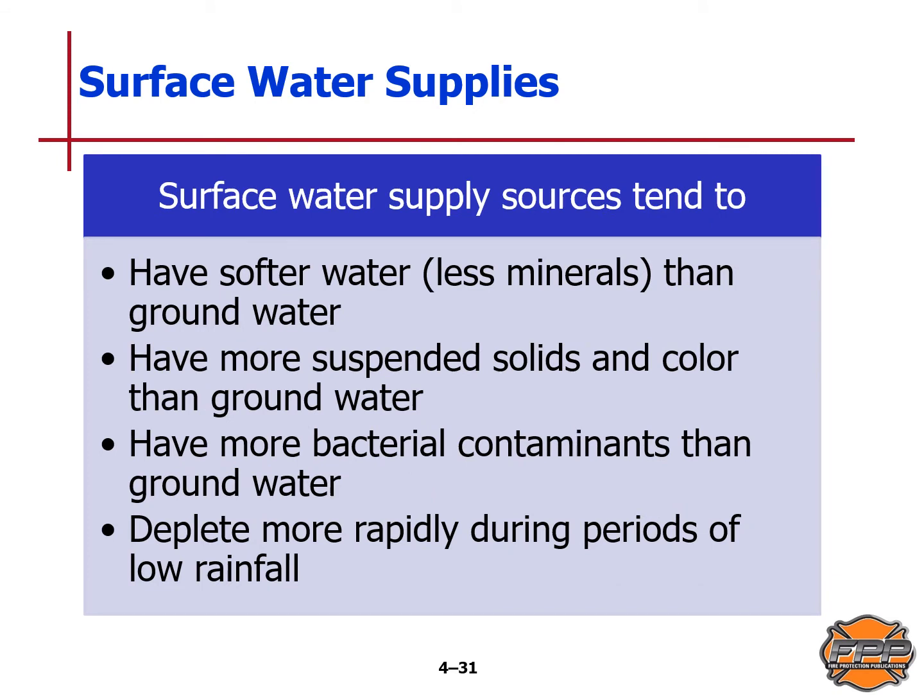Surface water supply sources tend to have softer water with fewer minerals than groundwater, and they have more suspended solids and color than groundwater. They can also have more bacterial contaminants than groundwater, and they deplete more rapidly during periods of low rainfall.